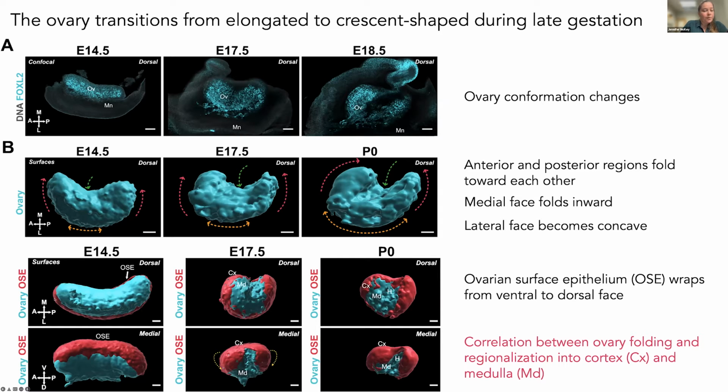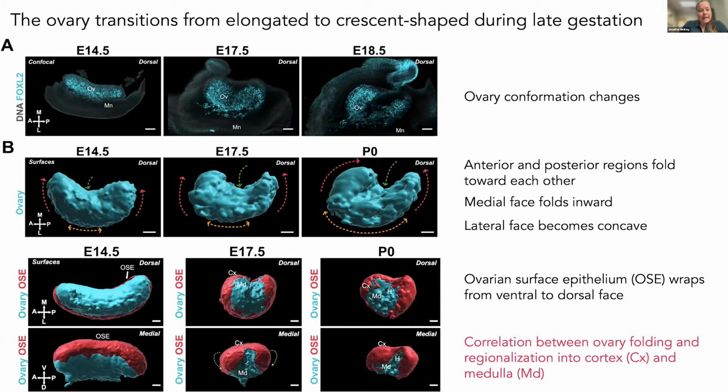Early during development, before the ovary folds, the ovarian surface epithelium is only visible from the ventral lateral side. But as the ovary folds, it looks like the ovarian surface epithelium wraps around towards the dorsal side of the ovary, and everything that was initially found on the dorsal side of the ovary now seems to ingress and be engulfed inside of this folded ovary. And we believe that these transitions lead to this functional regionalization between cortical and medullary domains.